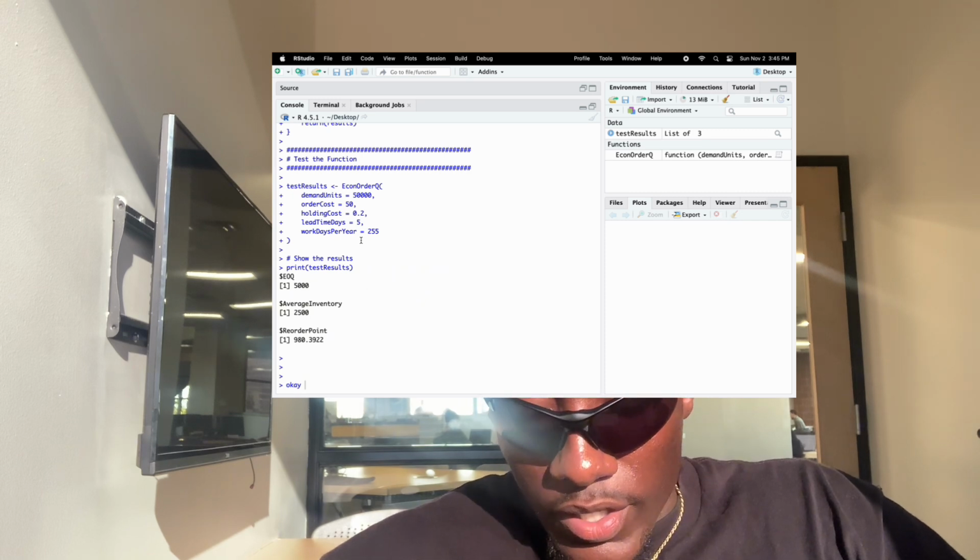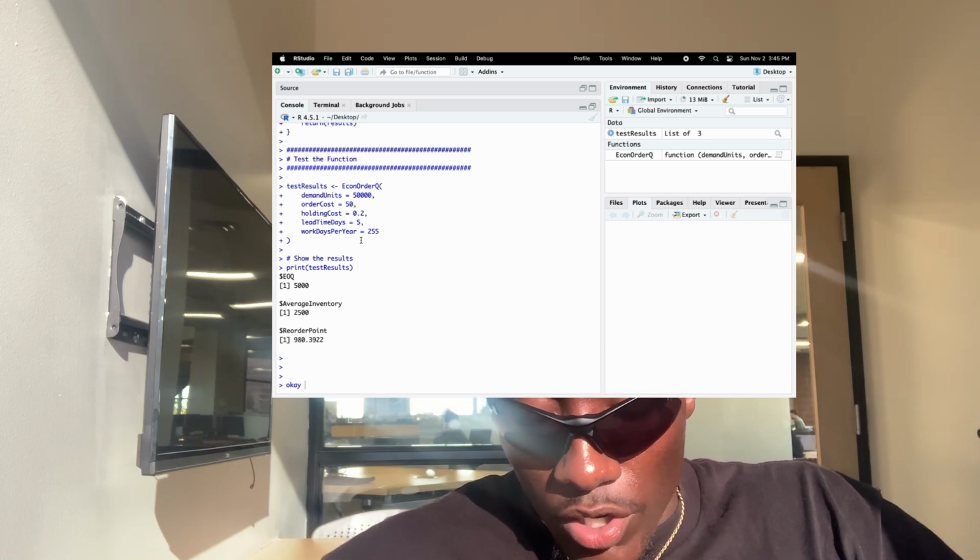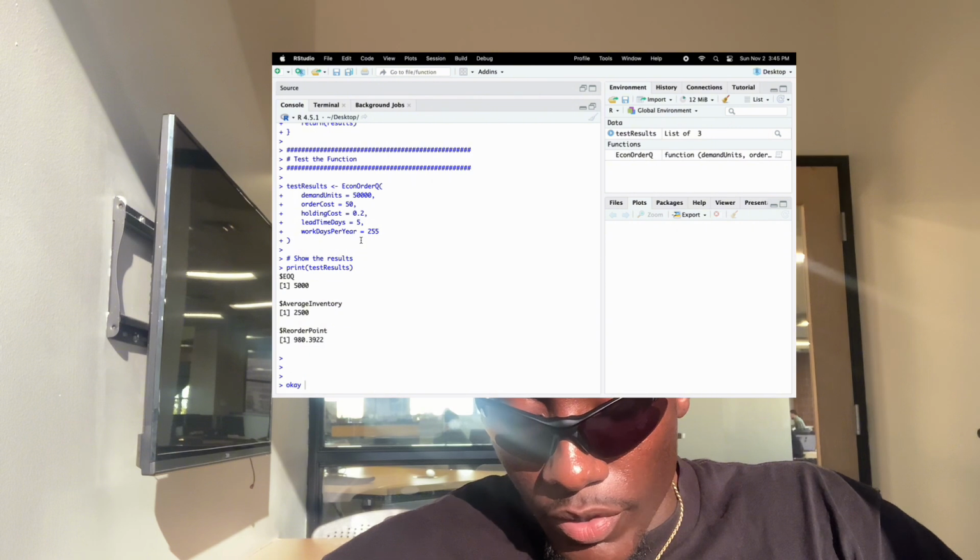Yeah, so overall this assignment helped me practice writing my own functions in R using basic math formulas and returning multiple results in one output. It also connected a real business concept, inventory management, to programming logic in R.